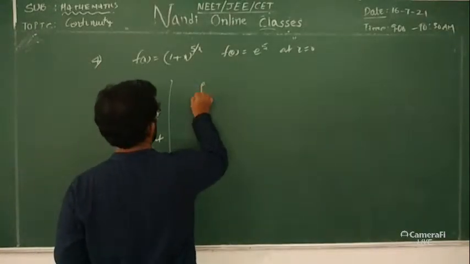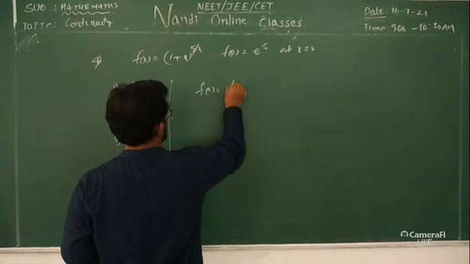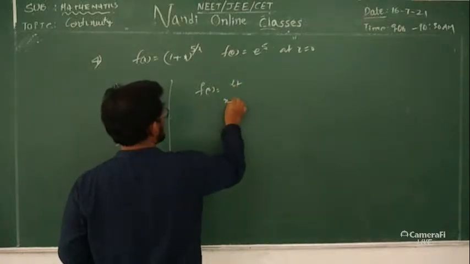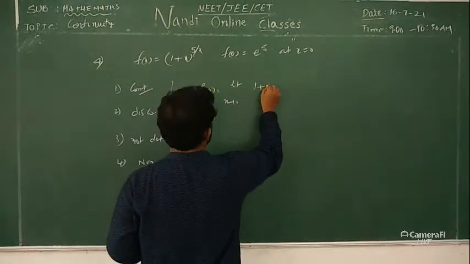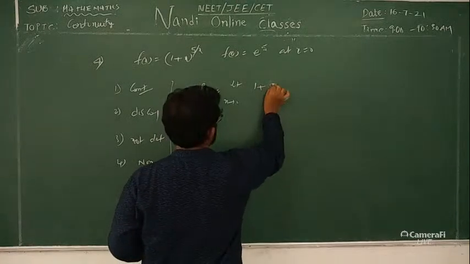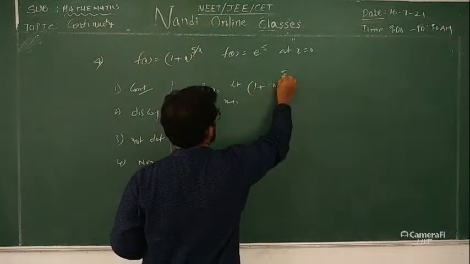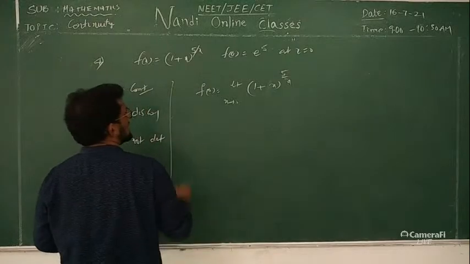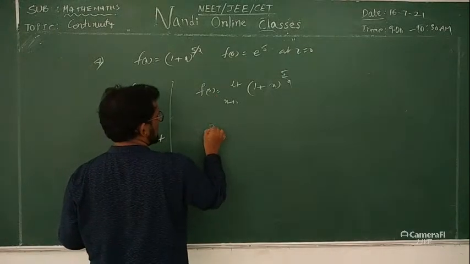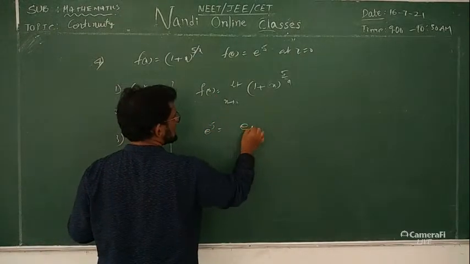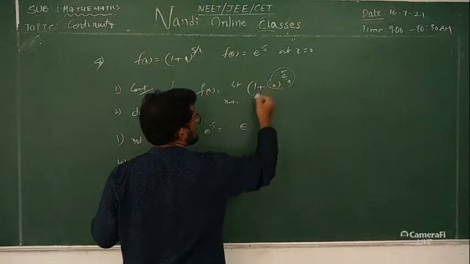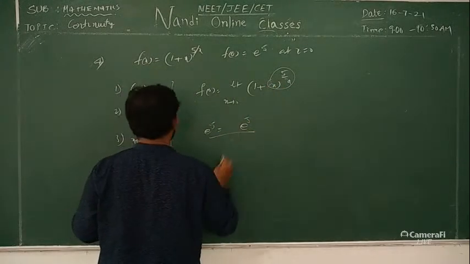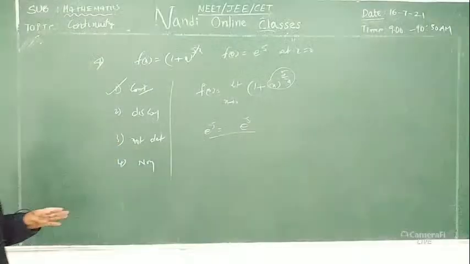Simple thing, f of 0 value and limit value as x tends to 0 of 1 plus x whole power 5 by x. This f of 0 value is anyhow e power 5. This value is e power 5, I told you before. Both are equal, so it is continuous.